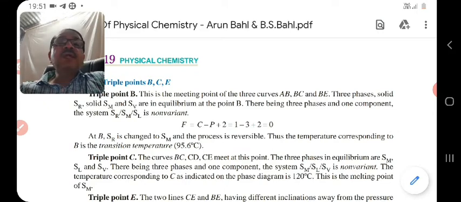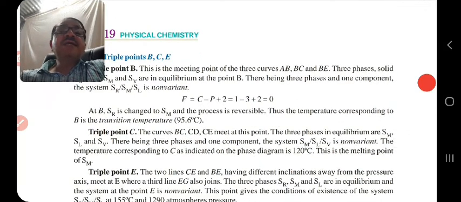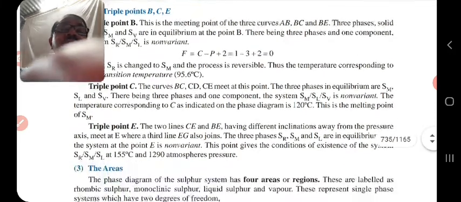Now another triple point is C. The curves BC, CD and CE meet at this point. The three phases in equilibrium are SM, SL and SV. There being three phases and one component, the system SM upon SL upon SV is non-variant. The temperature corresponding to C as indicated on the phase diagram is 120 degree centigrade. This is nothing but the melting point of monoclinic sulfur.